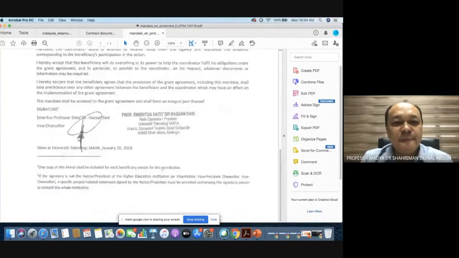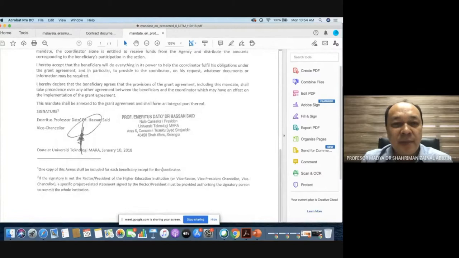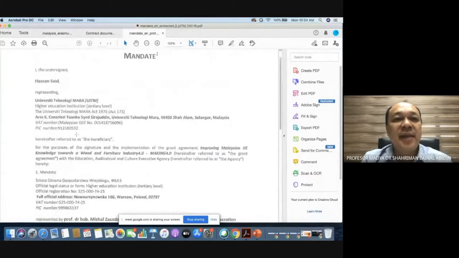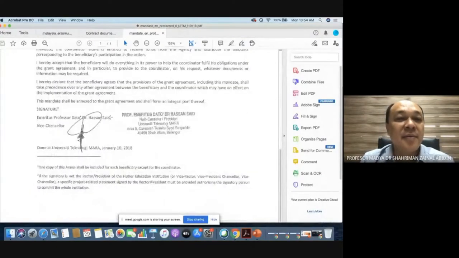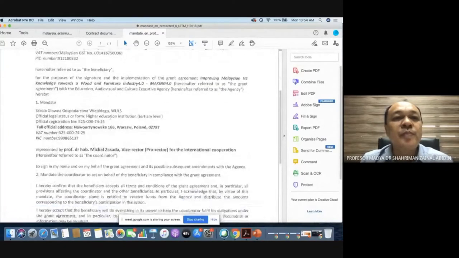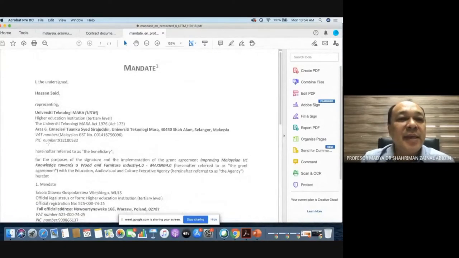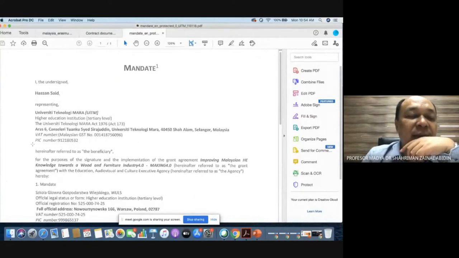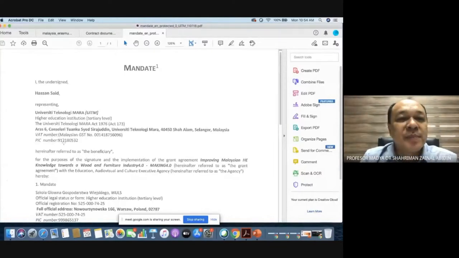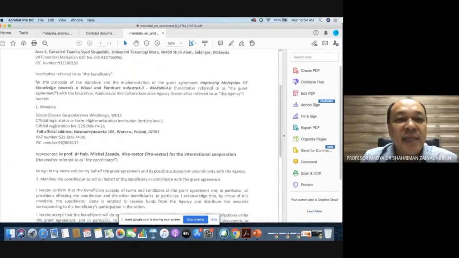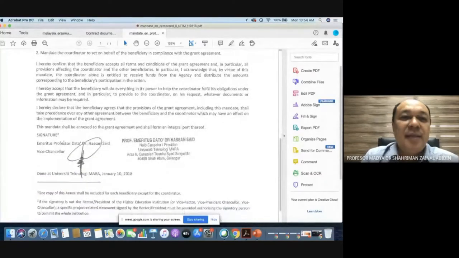So mandate ni is one piece of paper where VC will sign on behalf of UiTM. Mandate is important because it shows you represent the university who will become a partner. Biasanya dekat mandate ni akan ada VAT number, masa zaman saya dulu GST lah, and then the other one is PIC number. So as a beneficiary, VC akan sign.